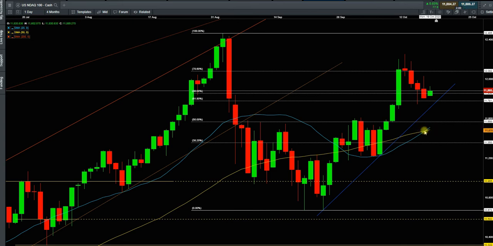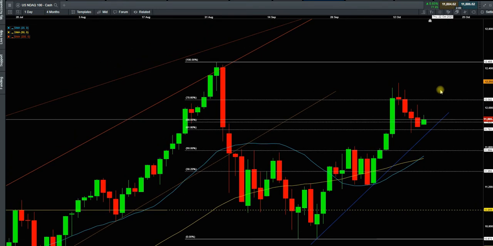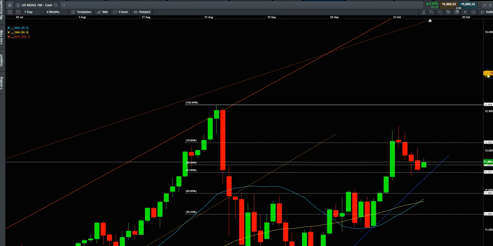We have the 20 SMA crossing over the 50 SMA, which is a bullish sign. If we hold this area and hold this crossover and follow through by next day, Tuesday, that would be an amazing bullish signal for Nasdaq, and we are going all the way back up to 12,800, which is this level.